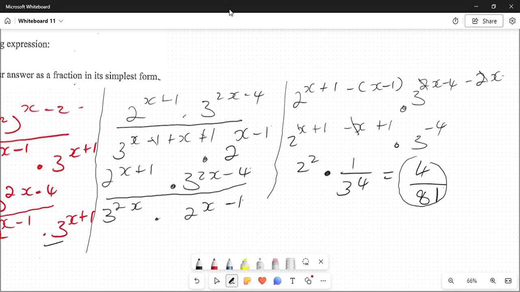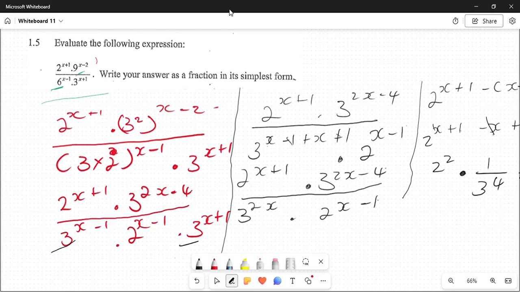In our next video, we're going to simplify exponential expressions that have positive or negative exponents, that include removing a common factor or breaking down or factorizing the numbers.